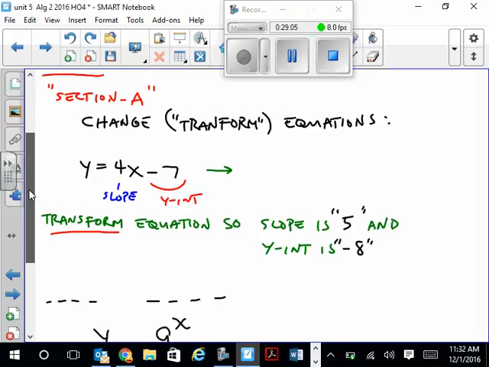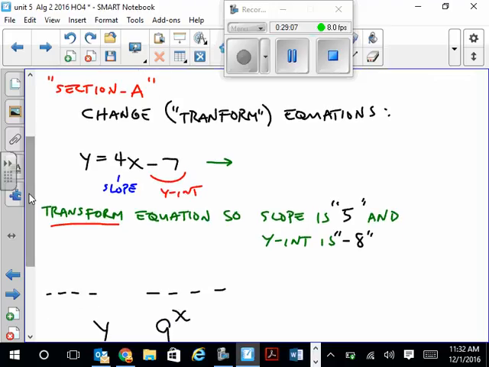Change, transform equations. On your handout, they're going to say to you something similar to, hey, would you please transform the equation? All they mean is just change some numbers. We're going to tell you, I want you to change this, I want you to change that. But they're not going to say change, because math, they don't want it to be easy like that. They want it to be, please transform.